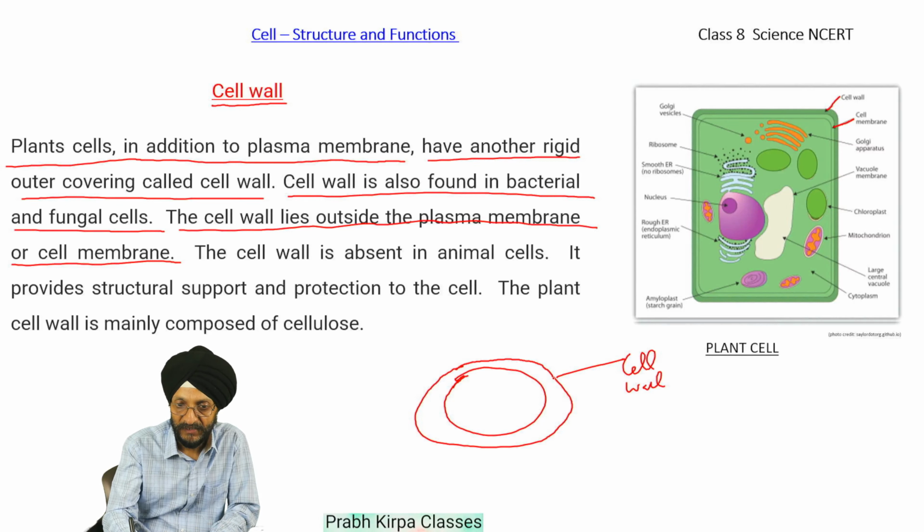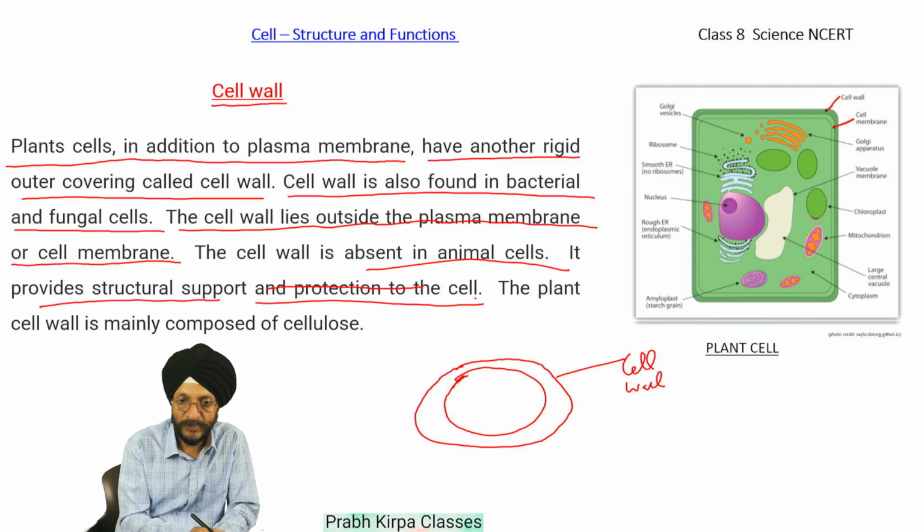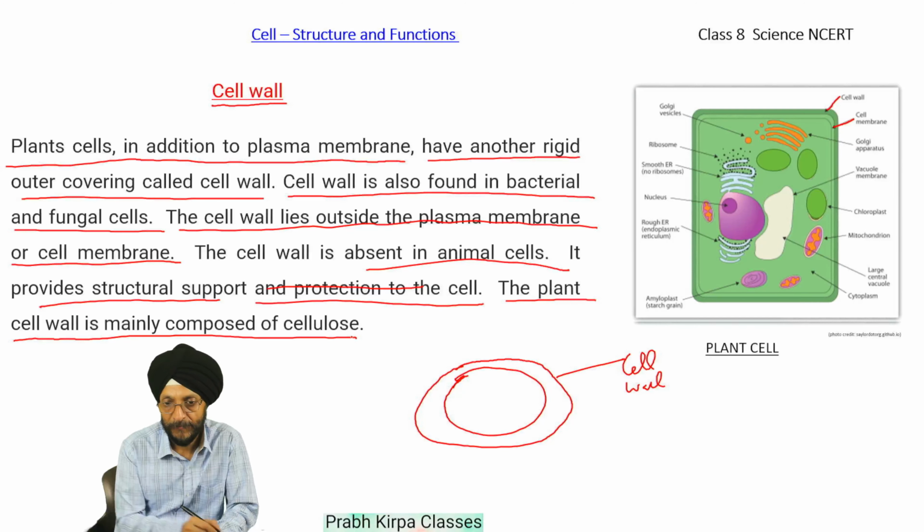The cell wall is absent in the case of animal cells. The cell wall provides structural support and protection to the cell. It is also important that the cell wall is mainly composed of cellulose.